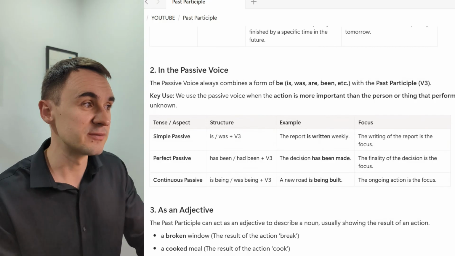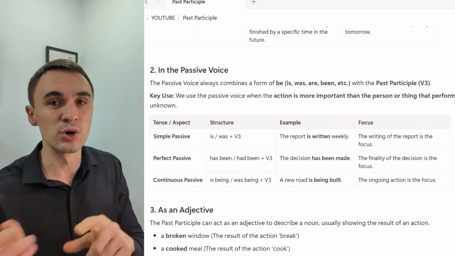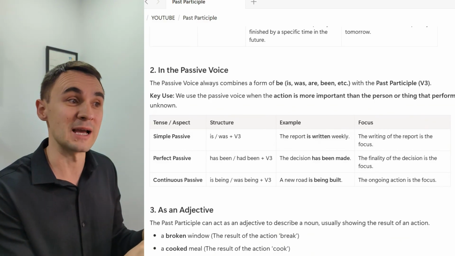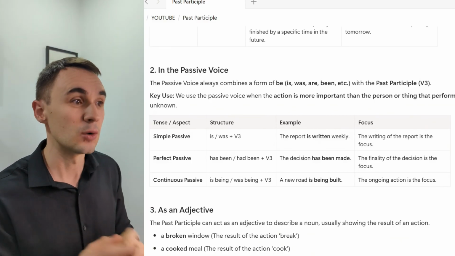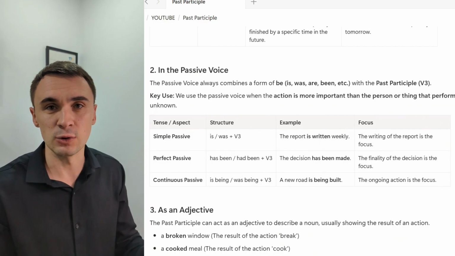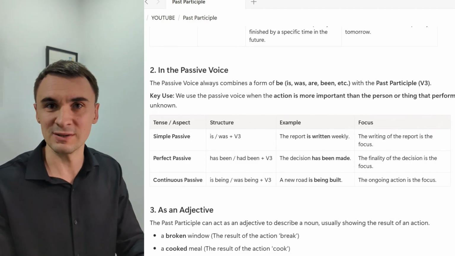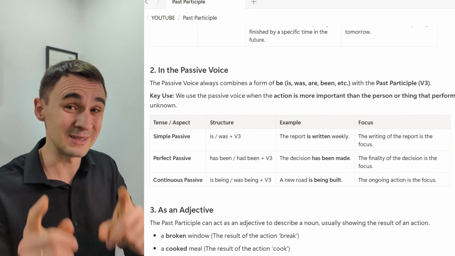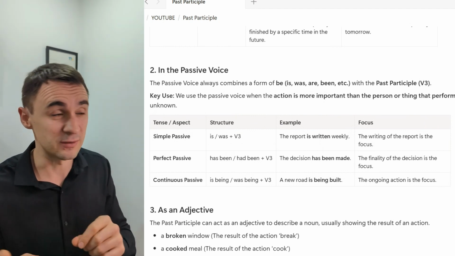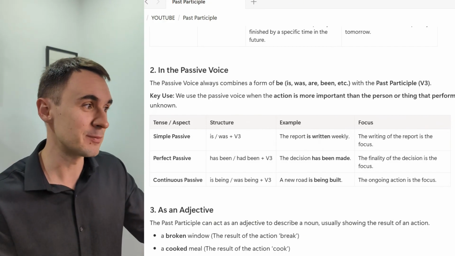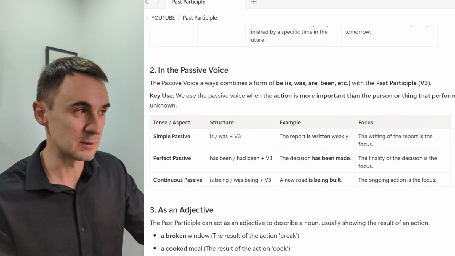We use the passive voice when the action is more important, as I said, than the person who's doing this action, who performed it, yeah? Or when the actor is unknown. So when you don't know who did it, or when you are not interested in that, you use passive voice, yeah? And here you have to use V3. For example, let's look at it. Passive voice in simple passive, yeah? Simple tense.